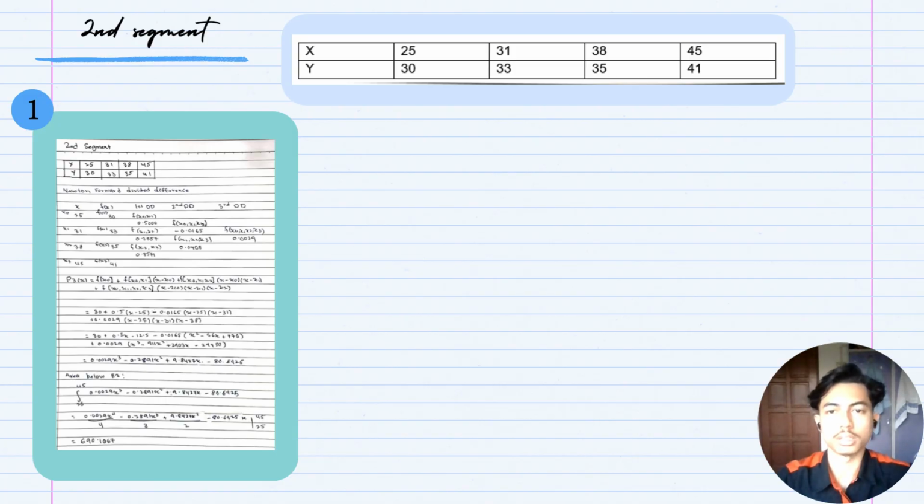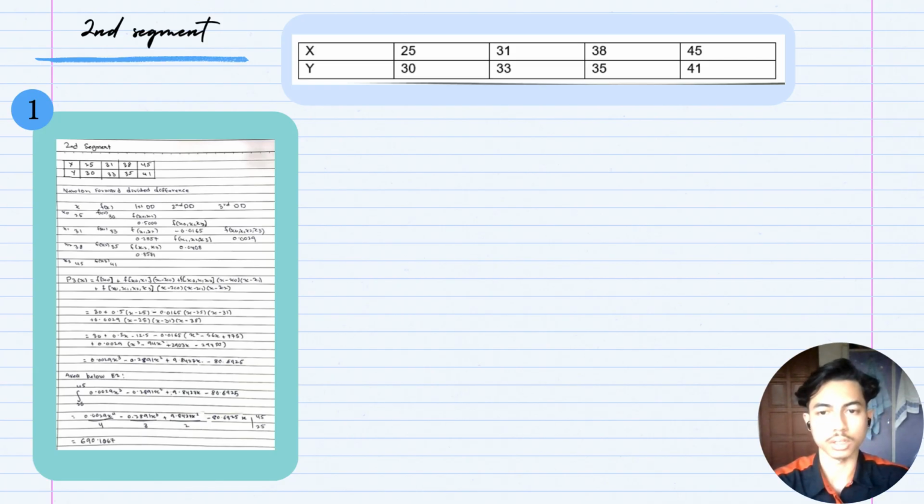Okay, now for the second segment. For the second segment, we use Newton divided difference interpolation. There are two types of interpolation for Newton. The first is forward, the second is backward. But for the second part, we use Newton forward divided difference. First of all, from the data XY table, there are 4 points of data. Therefore, the degree is 3. So 4 minus 1 equals 3.